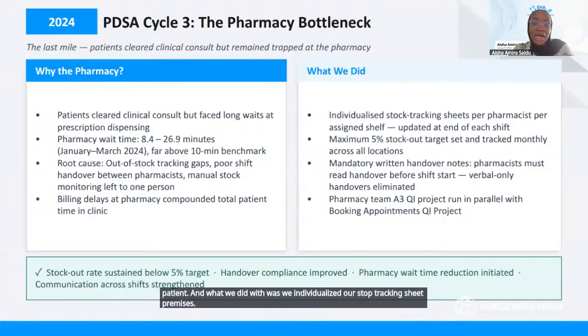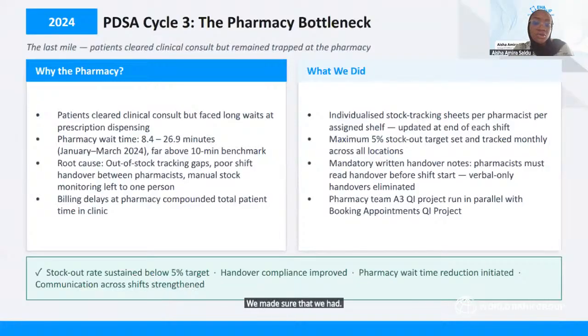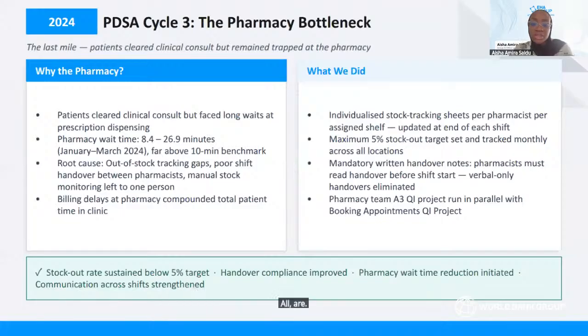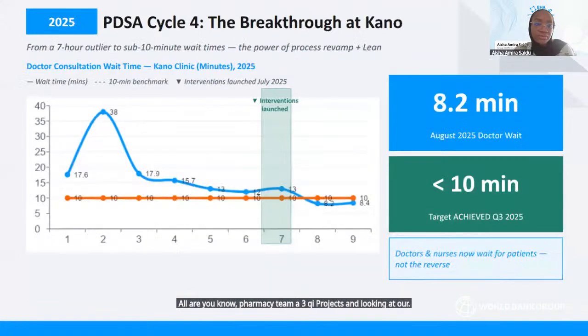We made sure that we had an out of stock benchmark, which we set and we're tracking monthly across our locations. And then we had mandatory handover notes that pharmacists have to complete. So the verbal only handovers were eliminated completely, and we kept on running in parallel all our pharmacy team A3 QI projects and looking at our appointments data as well.